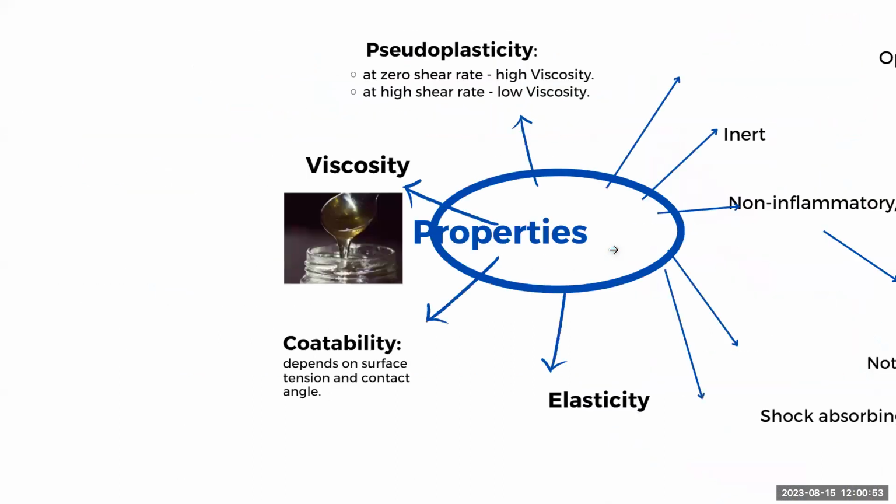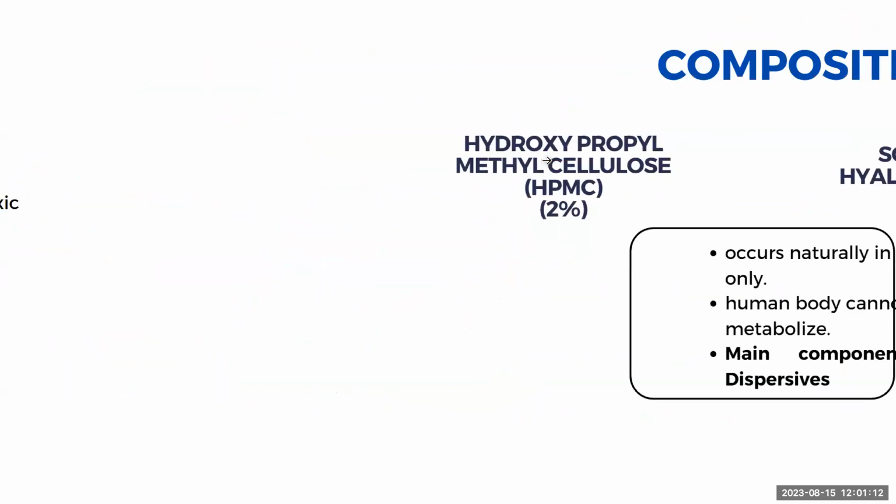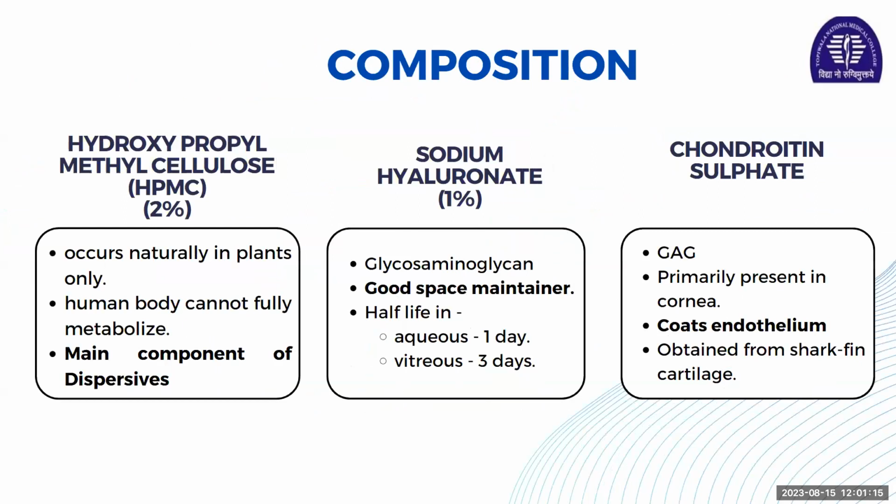Now, properties. Four major properties are pseudoplasticity, viscosity, coatability, and elasticity. Pseudoplasticity is the ability of change of viscosity at differential rate. Our ideal OVD should be optically clear, inert, isotonic to aqueous humor, not interfere in wound healing, and should have good absorbing properties. Coming to composition, three major components.